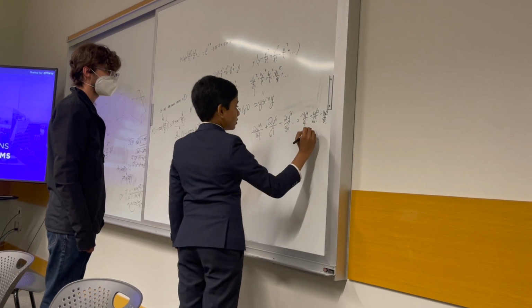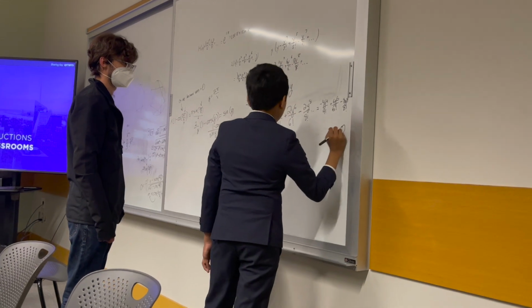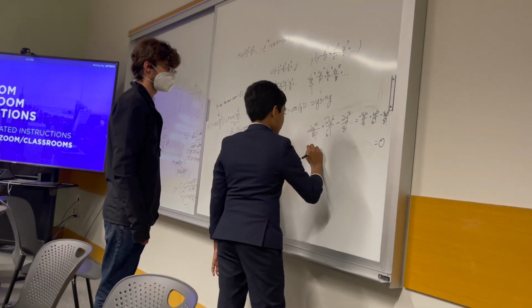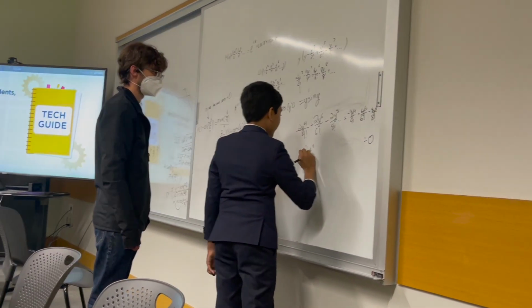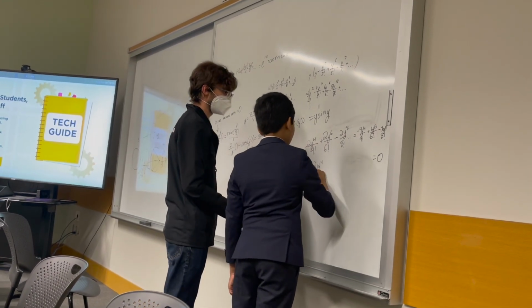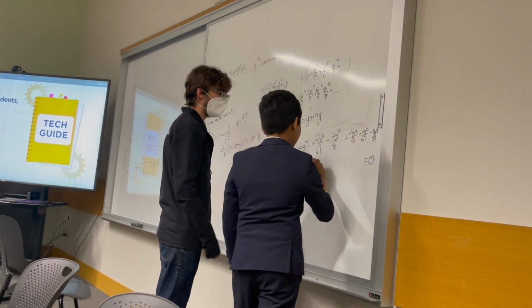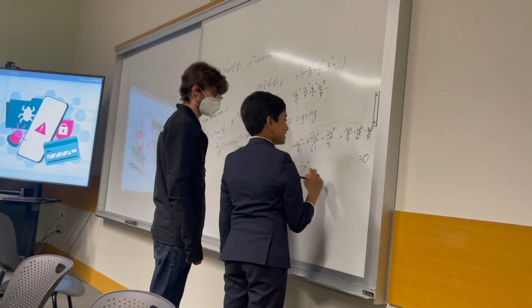I'll do it the other way around, just because of how the signs will work. So 2y to the 4th, oh yeah, you end up with a positive. It'd be 4 over 4 factorial, because I'm adding.